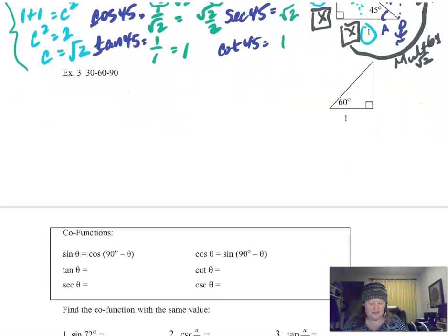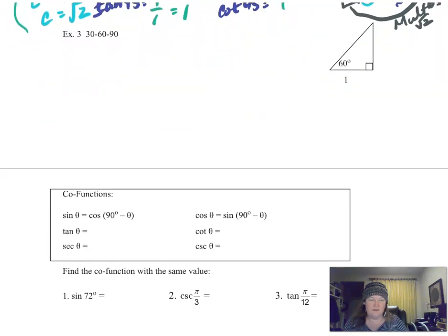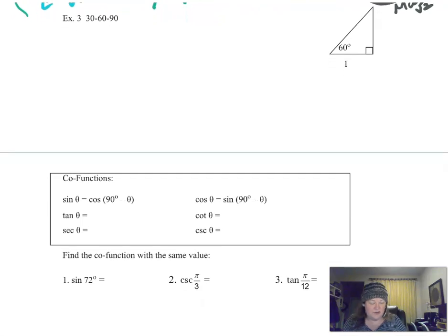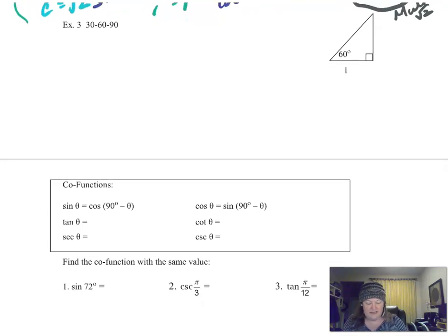All right, so let's go to the next one. It's a 30-60-90 triangle. So here's the deal with the 30-60-90. It also has a really special thing to it. That's why we study it. If this angle is 60 right here, then this angle has to be a 30, right? Because we know it has to add up to 180, and if we already used up 90, it means the two acute angles have to add up to make 90.